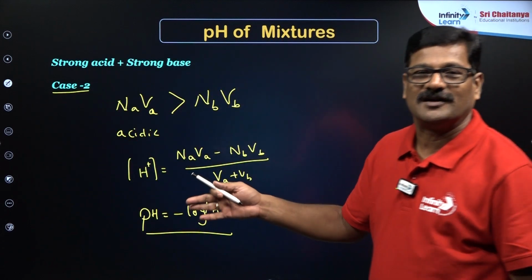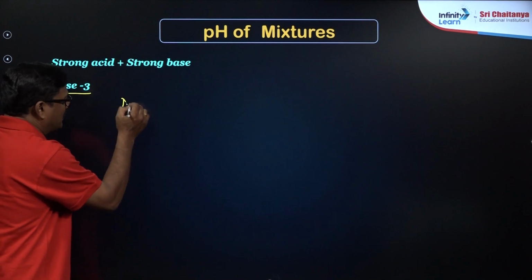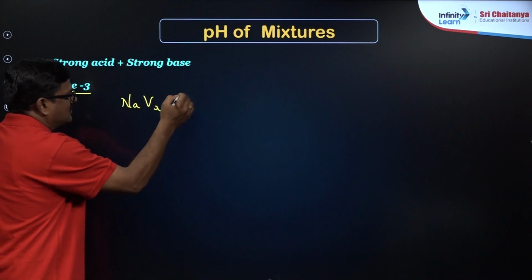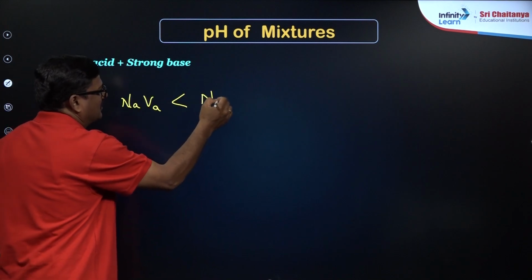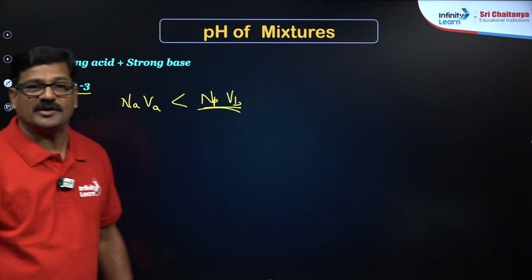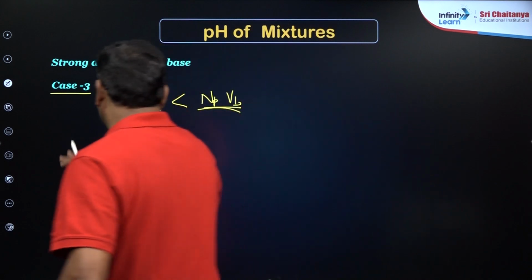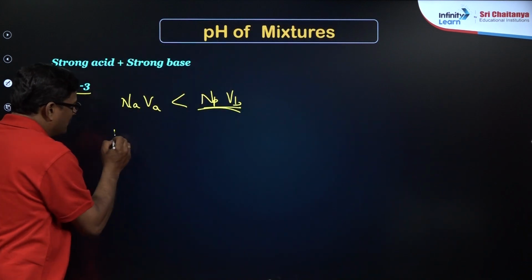Let us go with the third case. It's very interesting here in this third case. If Na Va is less than Nb Vb, so the base concentration is more, the number of equivalents of base is more than the number of equivalents of an acid, so that the solution is going to be basic.